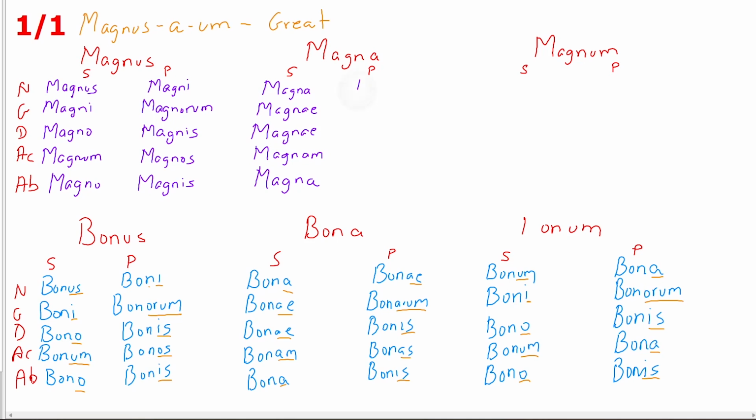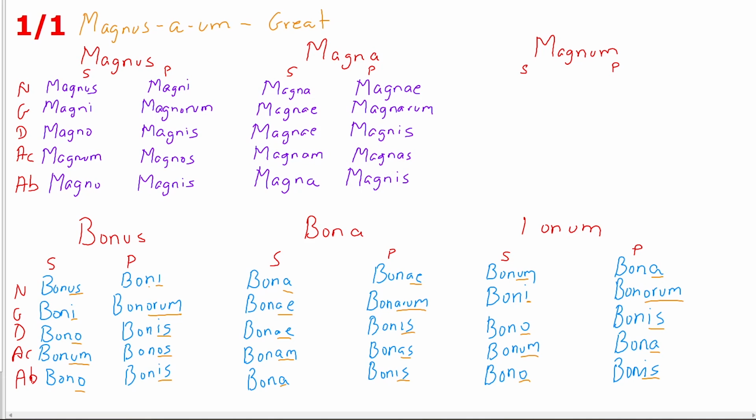Plural nominative would be magne, genitive plural magnarum, dative plural magnis, accusative plural magnas, and ablative plural magnis.